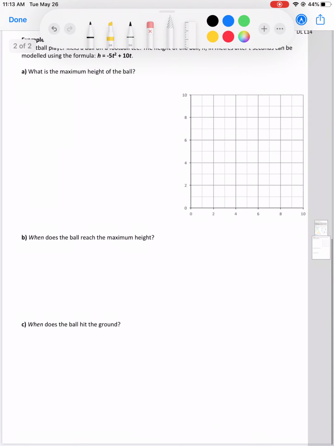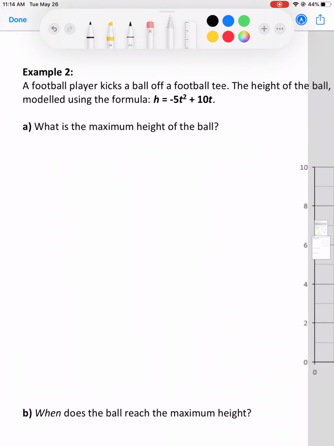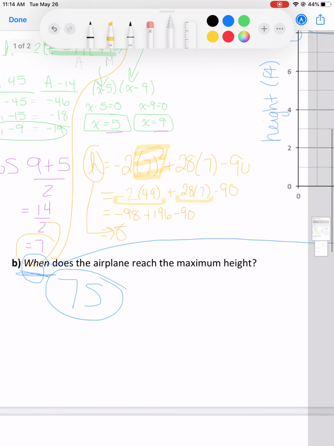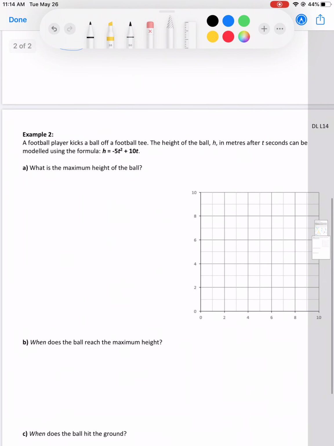If you're still having a hard time, obviously, let me know. Okay, a football player kicks a ball off a football tee. The height of the ball, h, blah, blah, blah. Okay, we're going to ignore that for now. So our equation is h is equal to negative 5t squared plus 10t. Okay, what's the first thing we do? I think it says factor. Factor it.